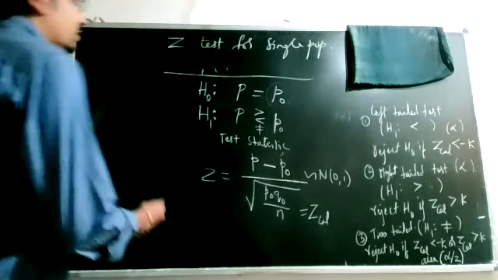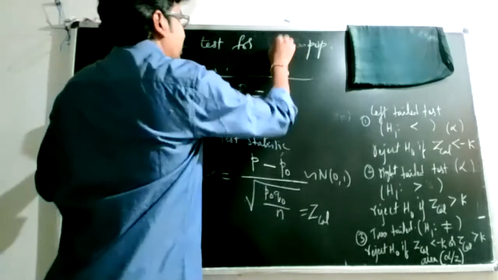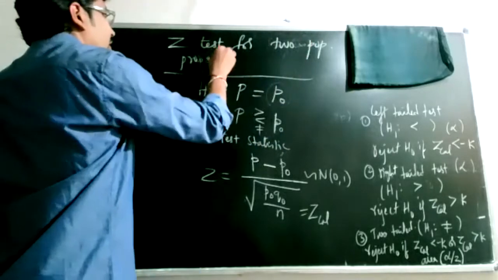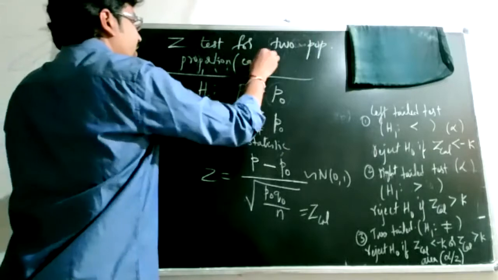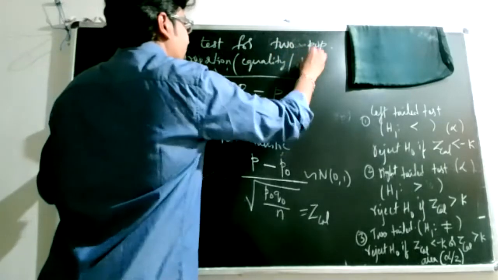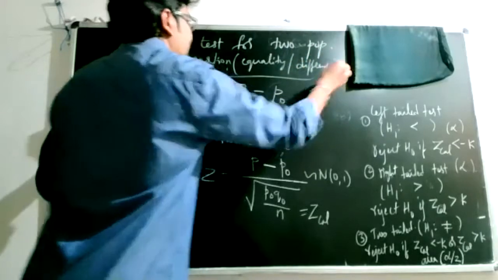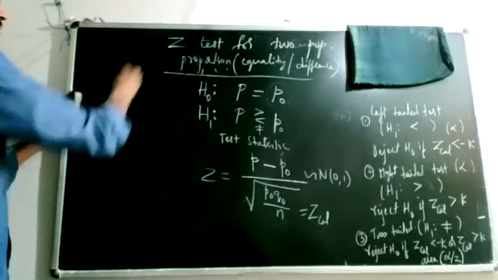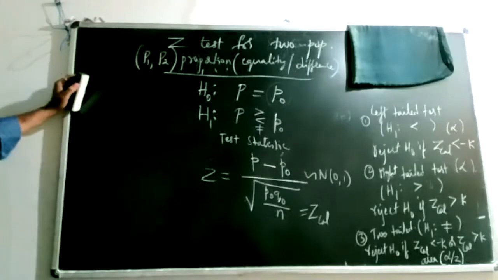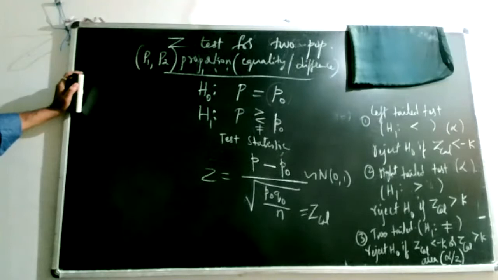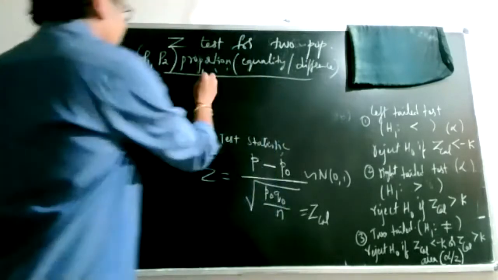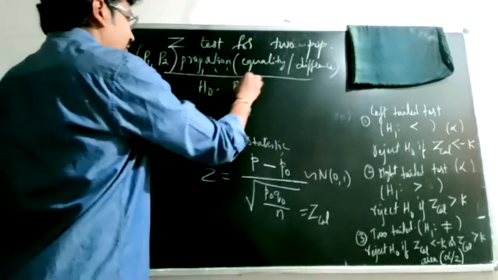So next you can extend the same concept for testing the two population proportions. So here the test exists. Either you can check for the equality or for any significant difference in the two population proportions. Now, since we are talking about two populations, we will indicate the population proportions by P1 and P2. So I'll just give you the hypothesis.